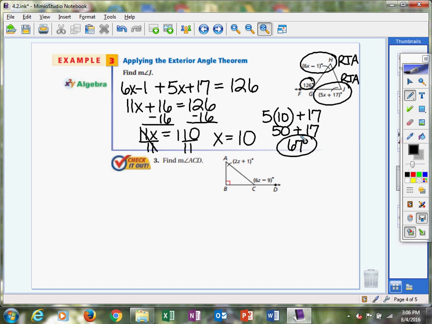All right, I'm going to leave the next one here for you to try. Apply the exterior angle theorem to check it out. And that'll be a bonus for you.